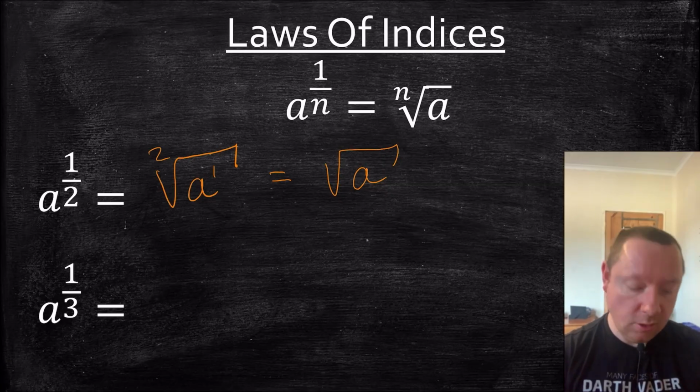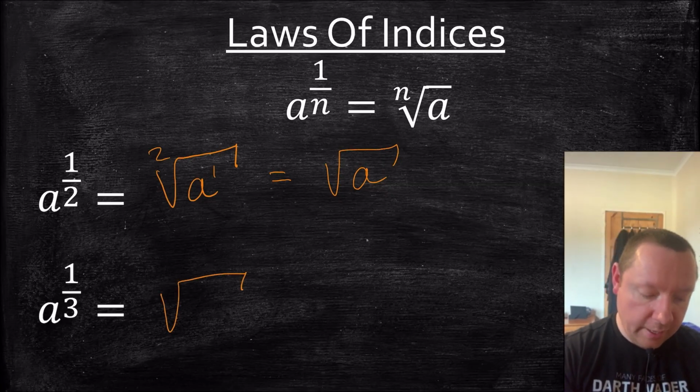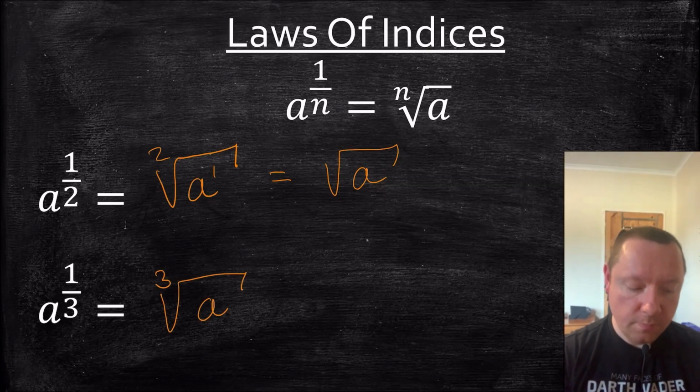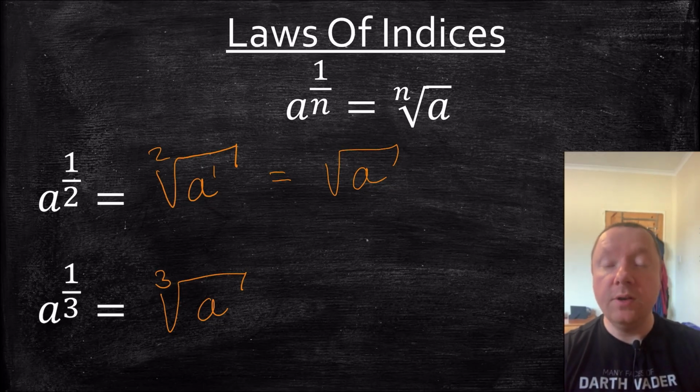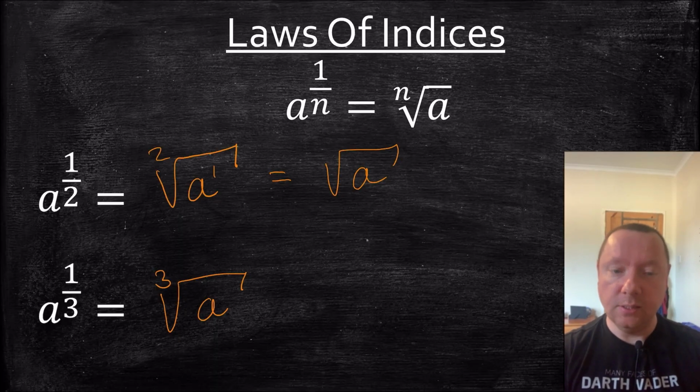What about a to the power of a third? Well, that would be a root with an a, but then it's a cube root because the 3 is on the denominator. Let's apply that where the number on the top is not 1 and see what happens.